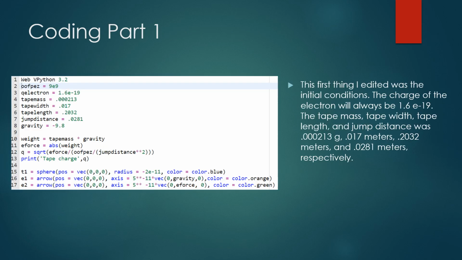And then here's the coding for part one. I simply just put in all the data that I got from my measurements of the U tape. Of course, you have your K constant as Phys, I have my charge on my electron, I have a tape mass, tape width, tape length, the distance between them, and the gravity. And I simply just found the E force as well as the weight, and that gave me the tape charge, of course by using Coulomb's formula.